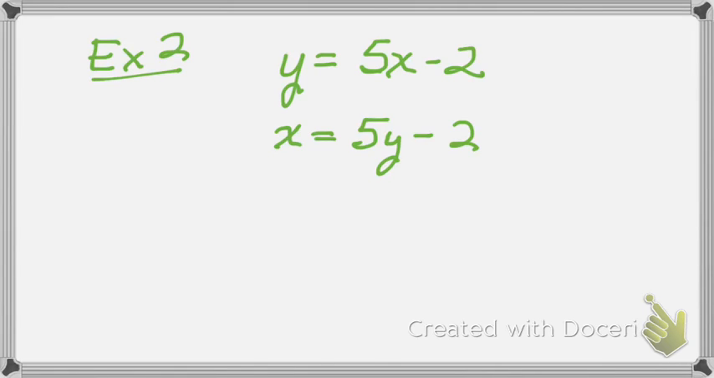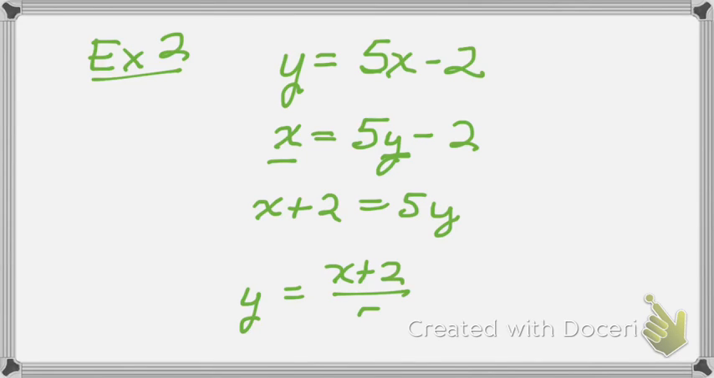I'm not going to switch the x and the y back. I'm still going to solve it for y. Add 2 over. Divide by 5, and y comes out to be x plus 2 over 5, which is the same thing as 1/5 x plus 2/5.